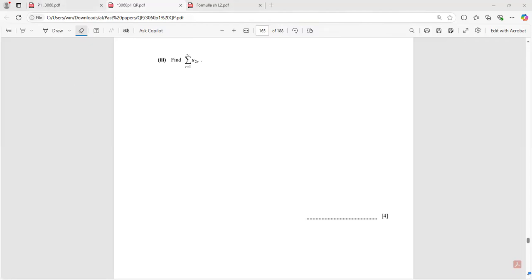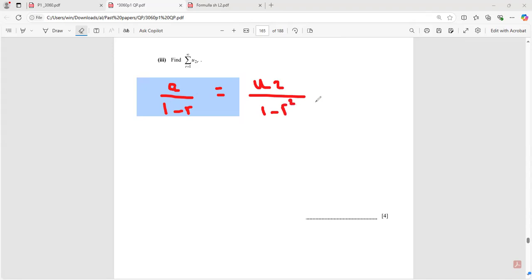Okay, in this question, he asks you to find the summation starting from the second term. So we are going to consider the formula a over 1 minus r, which starts from the first term, but here we start from the second term. So we're not going to take the a, I'm going to take the second term, divided by 1 minus r. Because we have taken the second term.